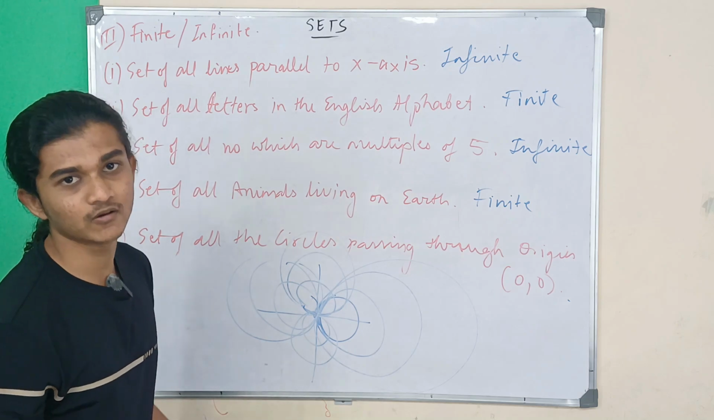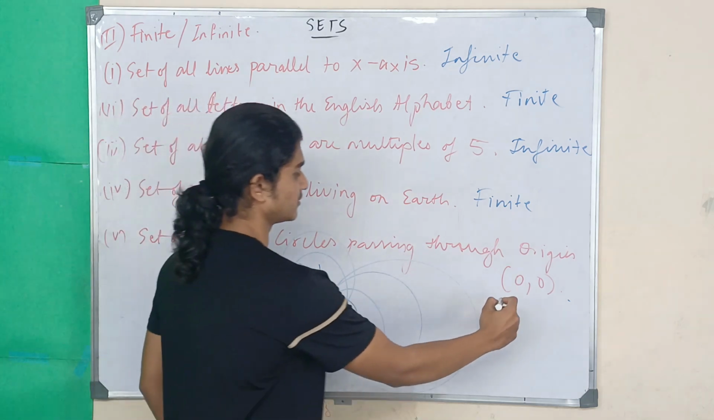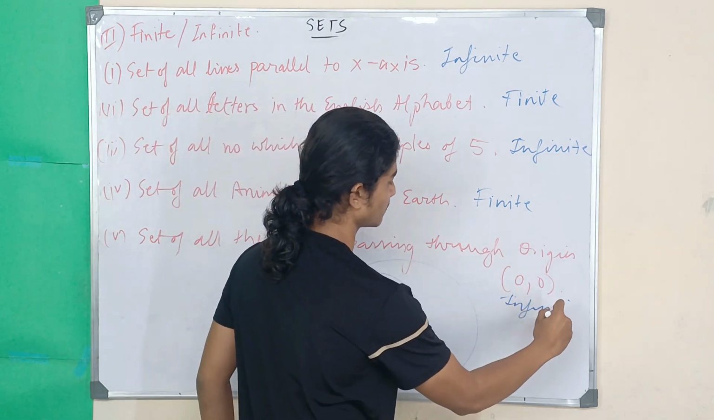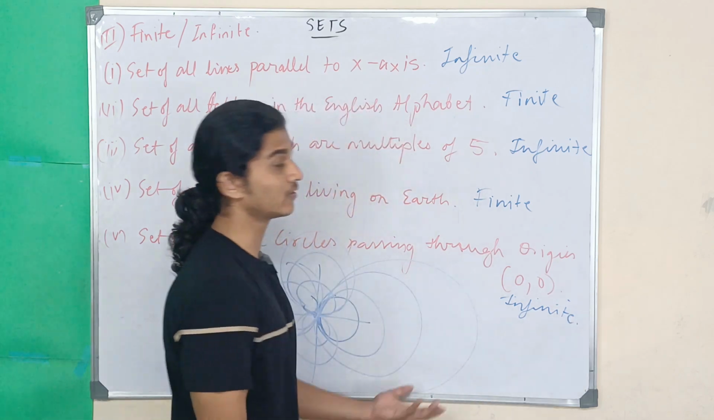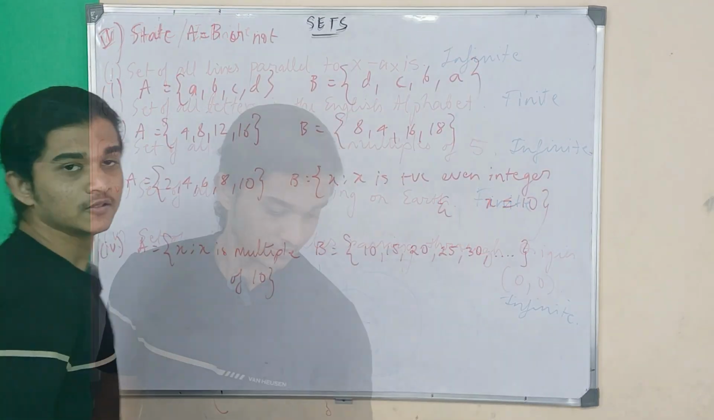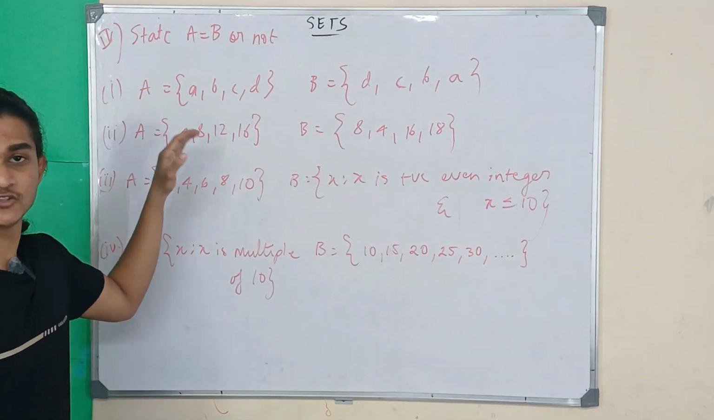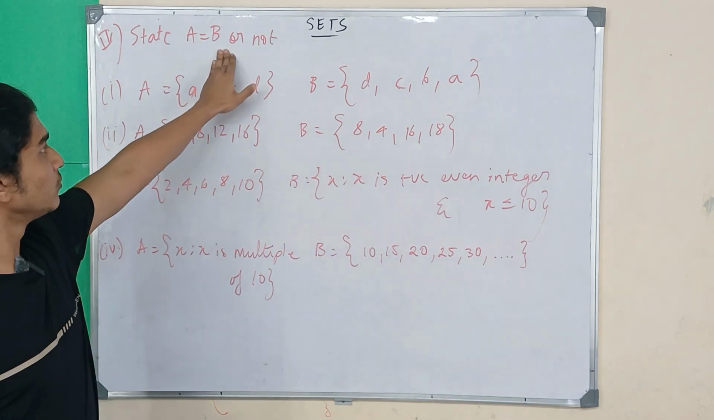So how many circles can I draw? Infinite. So this is also an infinite set. I hope you are noting it down or trying to understand this. So this is the fourth main. We have to check whether A is equal to B or not.